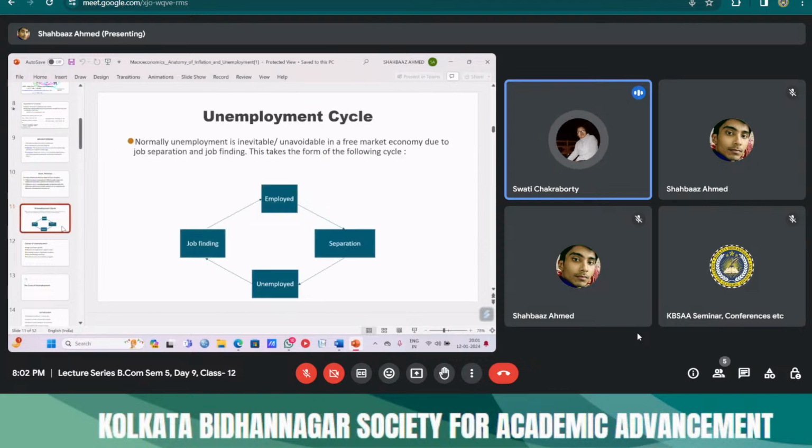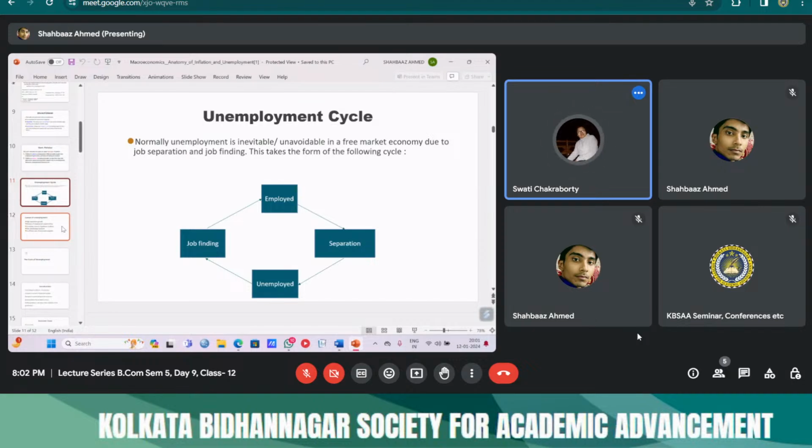So, how does the unemployment cycle work? Unemployment is something which is unavoidable in a free market economy. Why? Due to people leaving jobs, trying to find jobs, so it goes on. So, how does it go? Initially, we start right at the top, with people who are employed, right? And then they would want to leave their jobs. They are not happy, or maybe they want a better job, so they leave their jobs for whatever reason. So separation is you get yourself detached from the job, you're out of a job. And then you become unemployed, so you start to search for a job, try to find a job, and then again you become employed. So this is how the unemployment cycle works.